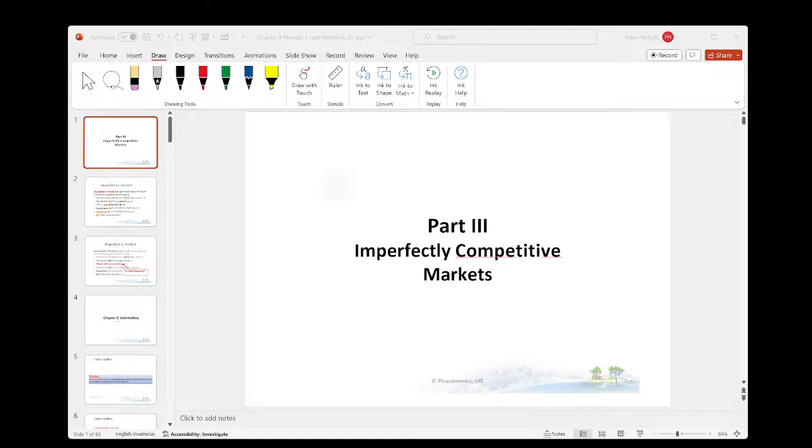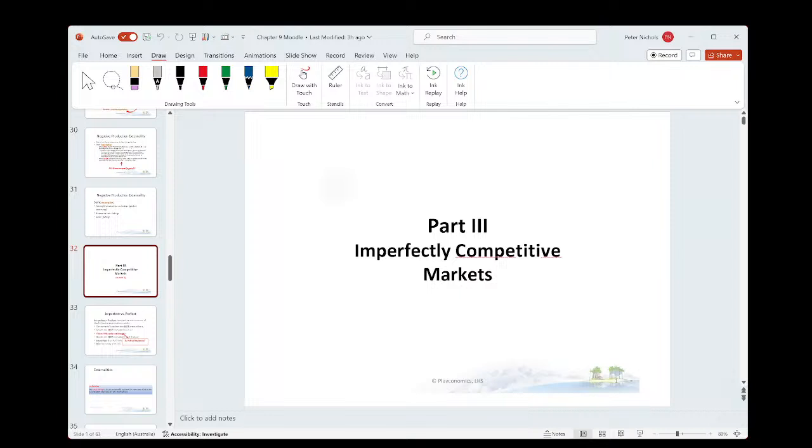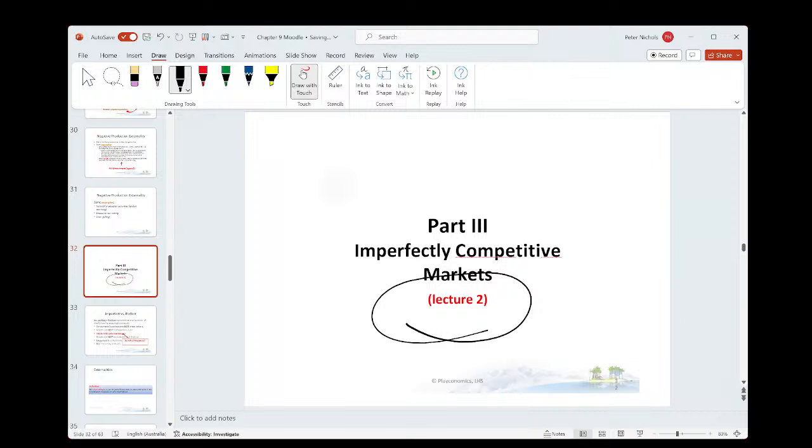So let's begin with our slides. I'm going to transition over to our slides now. Here we go. I'm going to scroll down through our presentation. We saw all these slides the other day, and I want to come down to here. Today we're doing lecture two of chapter nine, part three. What's part three mean? It's the third episode where we see that the assumptions of perfect competition do not always hold.